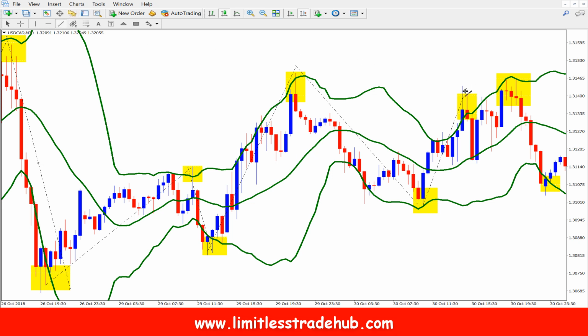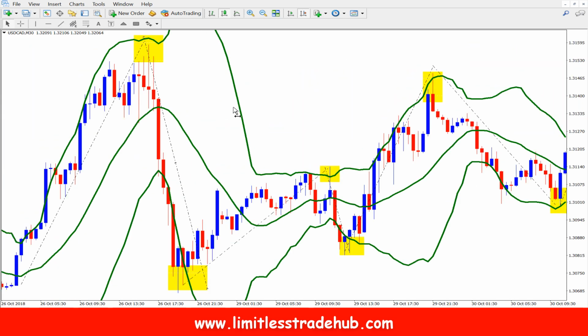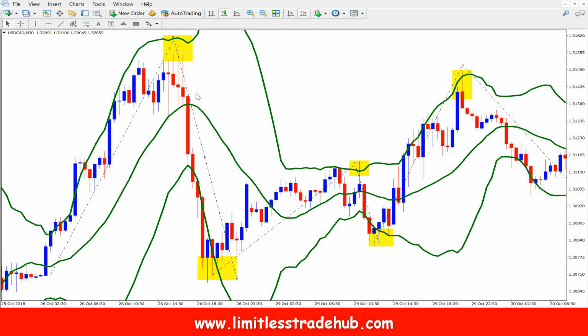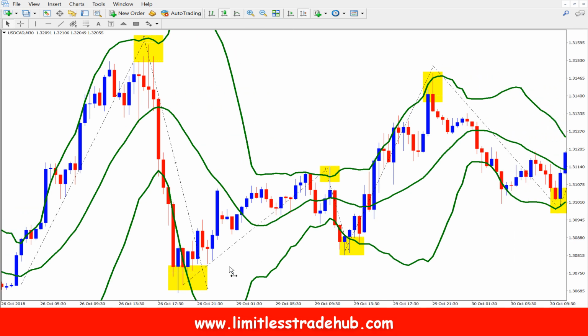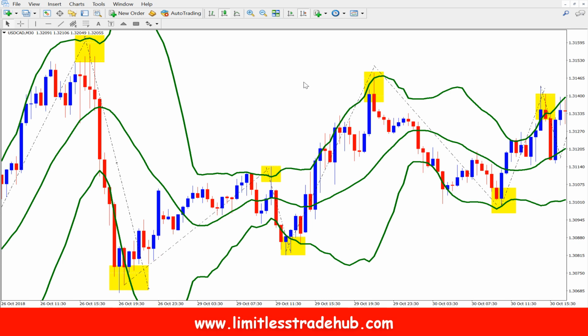Again price got rejected, and price went from here to here. So every time price hits the upper side, it is rejected and falls. Hits the down band, rejected, up. Hits the upside, rejected, down. Hits the downside, rejected, up. So this way we can scalp on the 15 minute and 30 minute chart.